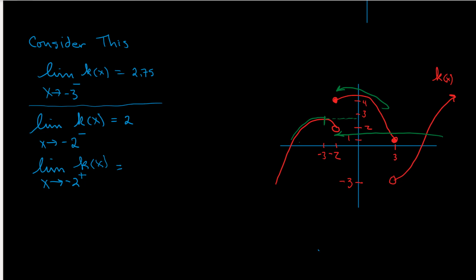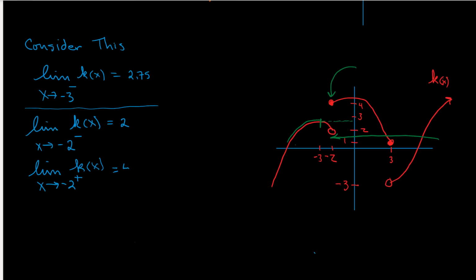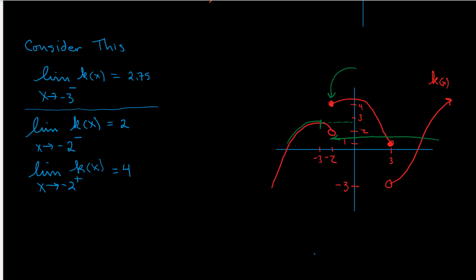If we're coming from this direction, as we approach x equals -2, it looks like we're headed to this point. At that point, the y value is 4. So what can happen is, if you approach from the left-hand side or the right-hand side, you're going to wind up at two different values for the limit. Let's take a look at another example.